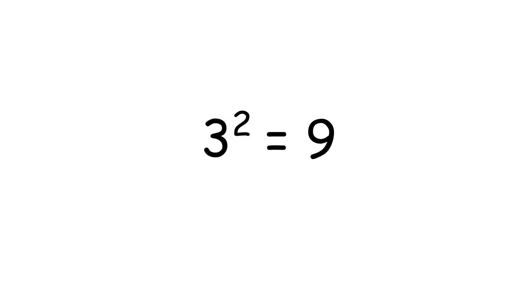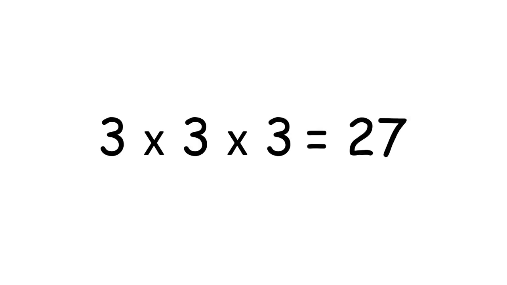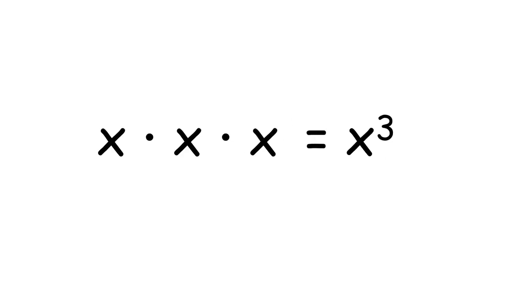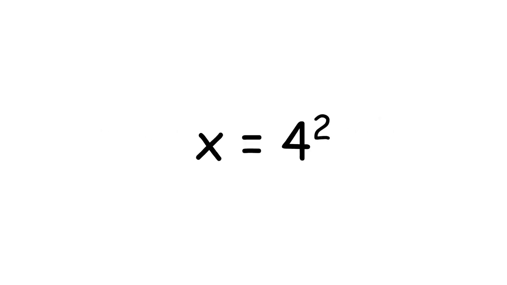So we know that 3 times 3 is 9. Now that's the same thing as 3 to the power of 2, or 3 squared. Similarly, 3 times 3 times 3 is 27. And that's the same thing as 3 to the power of 3, or 3 cubed. Now this applies to any number. So for example, to find 4 squared, we just simply multiply 4 by itself.